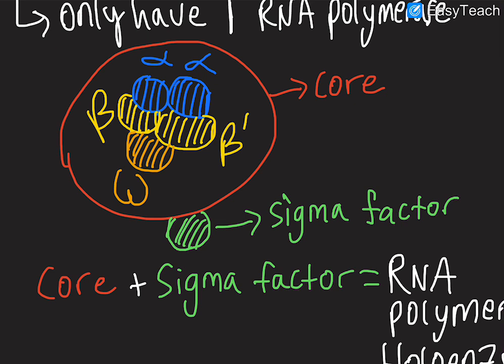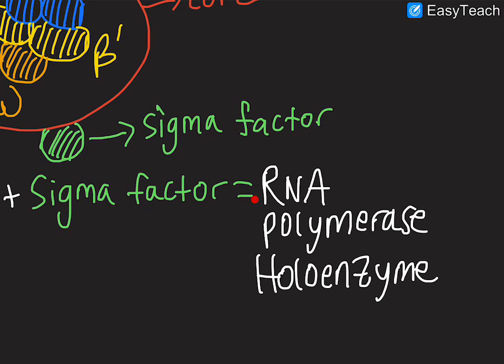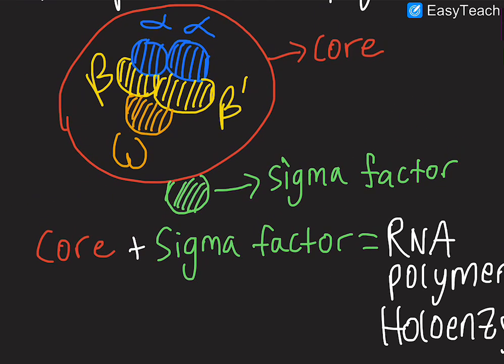Their RNA polymerase is made up of two things, a core part and a sigma part. Specifically, it's a core enzyme and a sigma factor. If you combine the core enzyme and the sigma factor, that makes up the RNA polymerase holoenzyme. That's the RNA polymerase name for prokaryotes. It's just one RNA polymerase made up of a core enzyme part and a sigma factor.